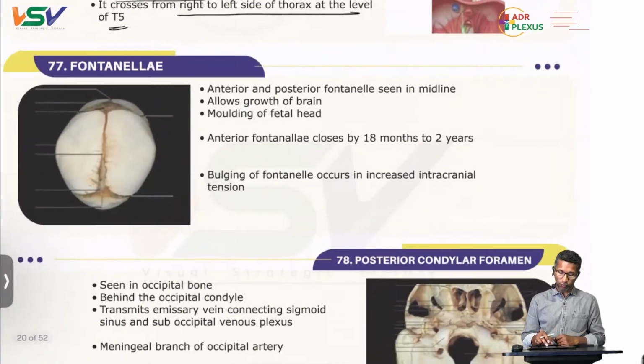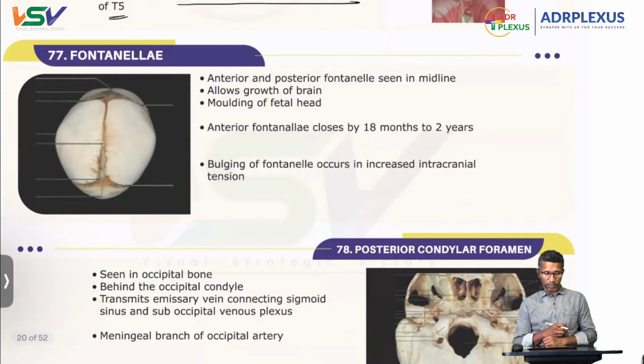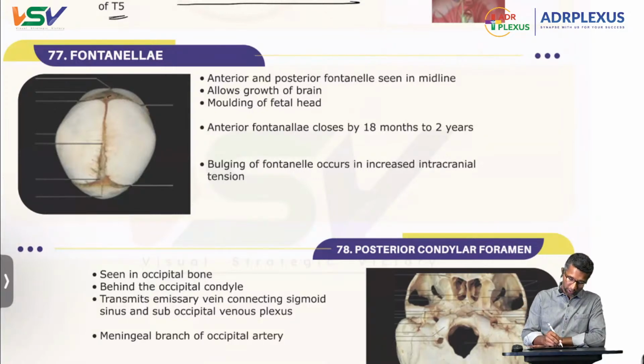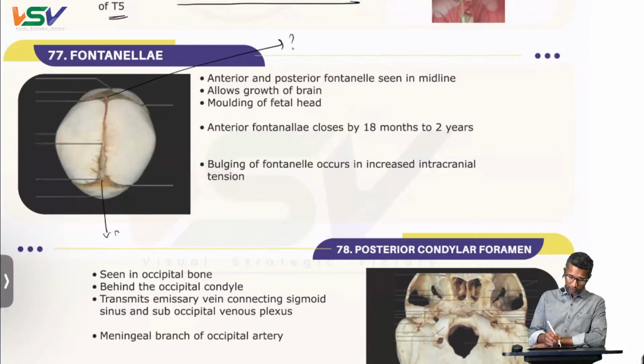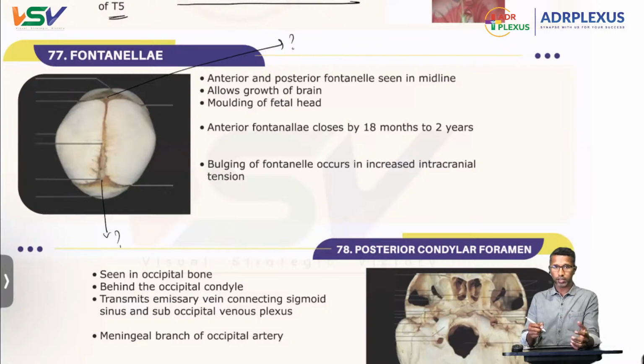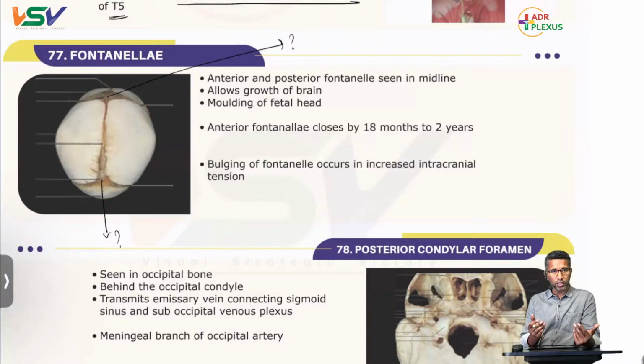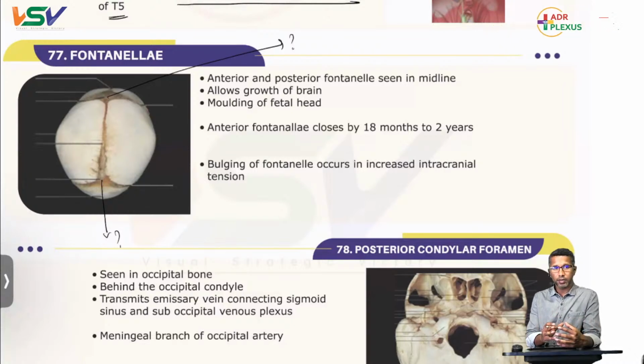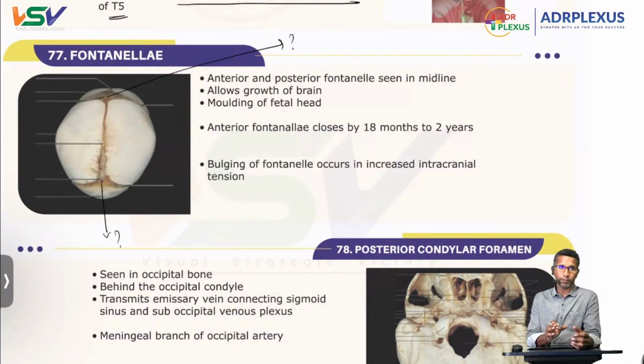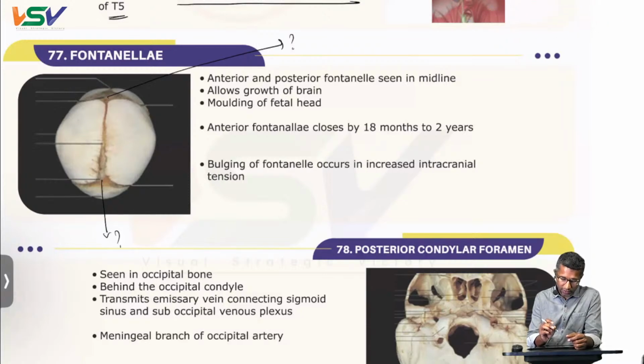Next is the fontanelle. They can put a mark here and ask you what this fontanelle is. If you see the fontanelles, there are the anterior fontanelle, posterior fontanelle, anterolateral fontanelles, and posterolateral fontanelles. This is the place where the sutures meet, and the skull hasn't ossified as bone there. So these are all soft areas in the skull.